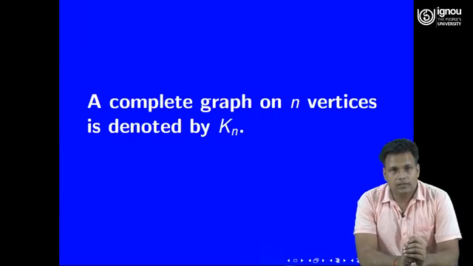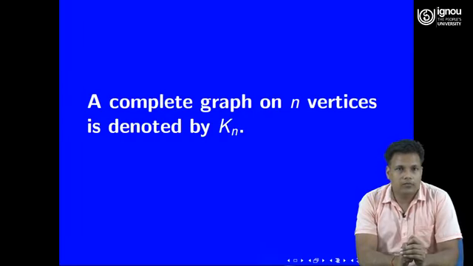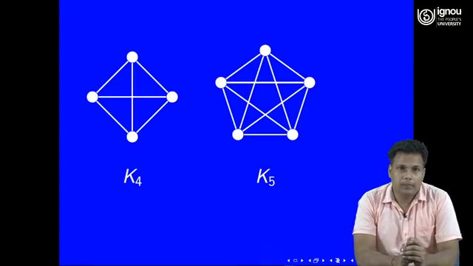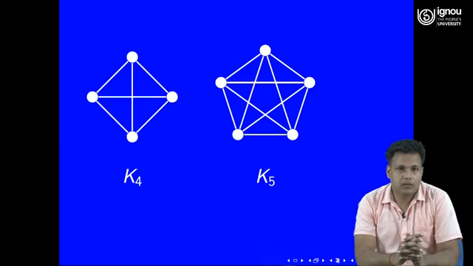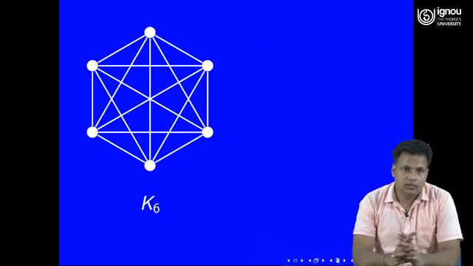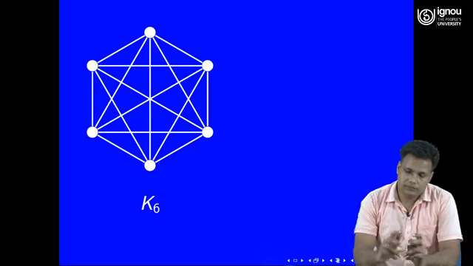We shall use the notation Kn to denote a complete graph on n vertices. For example, K4 and K5 are shown here. K4 has 4 vertices where each vertex is adjacent to every other. Likewise, K5 has 5 vertices and each vertex is adjacent to every other. And likewise, you can see K6.